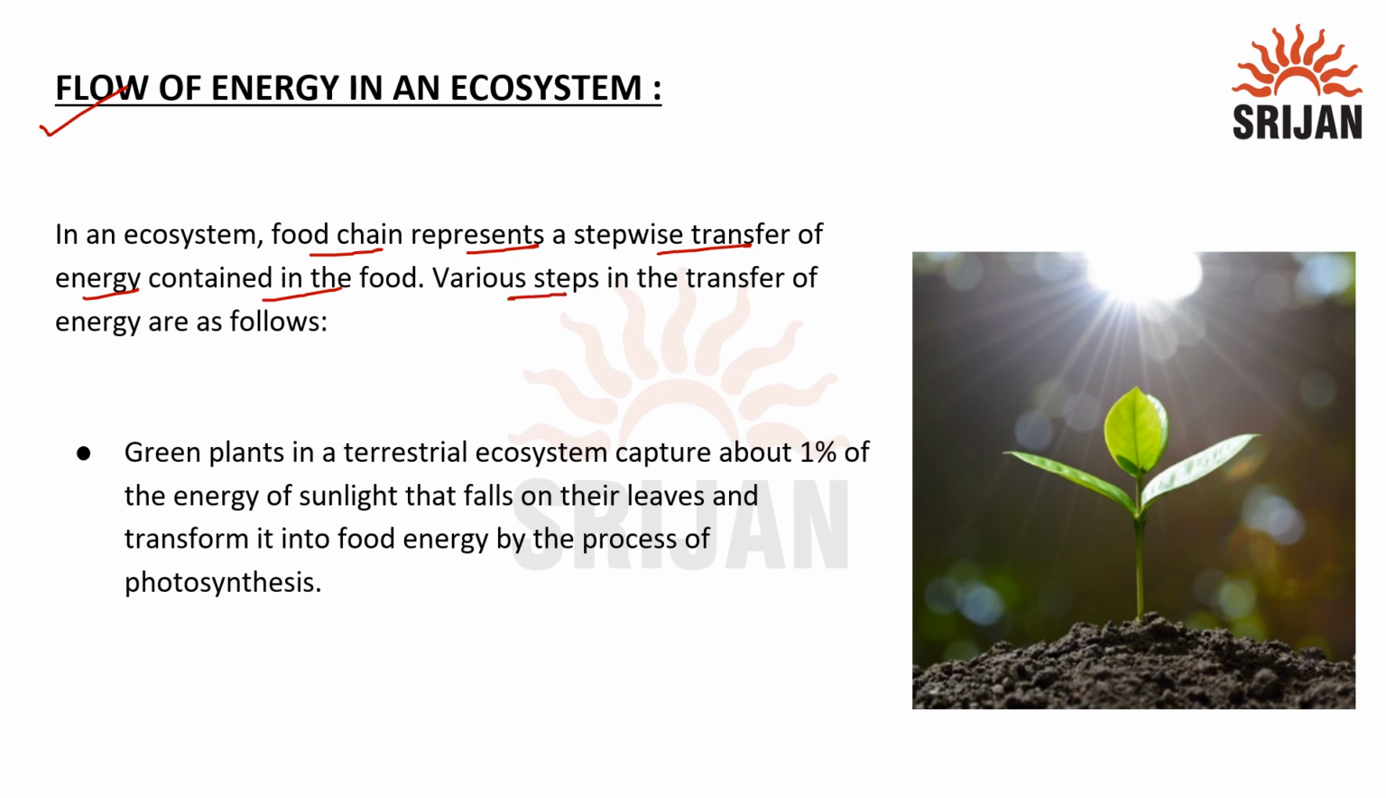So here we can see that the sun is the ultimate source of energy, and this solar energy is converted by the plants or producers into chemical energy of the food, which then enters the food chain. So green plants in the terrestrial ecosystem capture about 1% of energy from the sunlight that falls on their leaves and transform it into the chemical energy of the food by the process of photosynthesis.